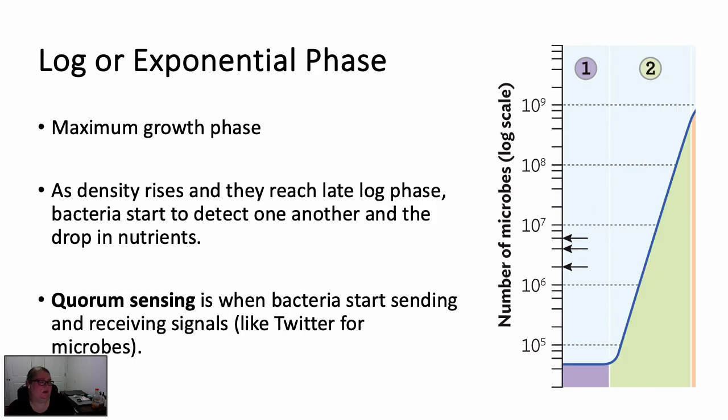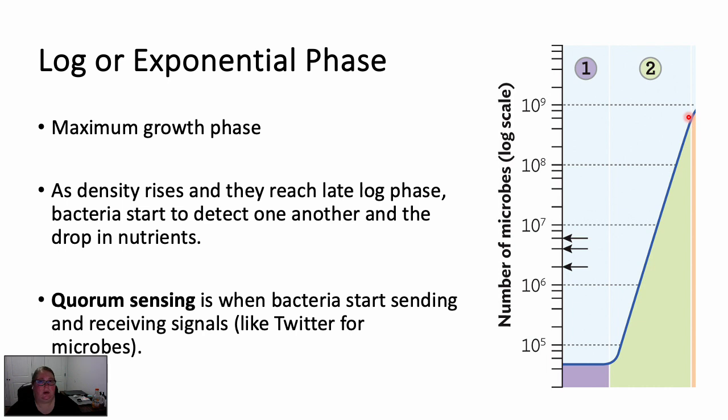Okay, so the next part is called the log phase. Sometimes this is referred to as the exponential phase. This is where we get maximum growth, right? We hit that point, our cells are ready to divide, and then they start dividing. Okay, so we start doubling. So we're going to have our exponential part of our curve here.